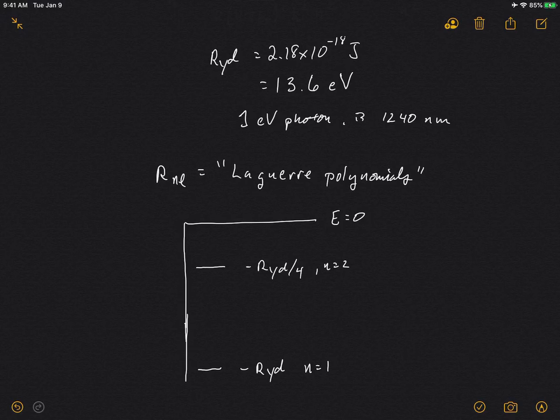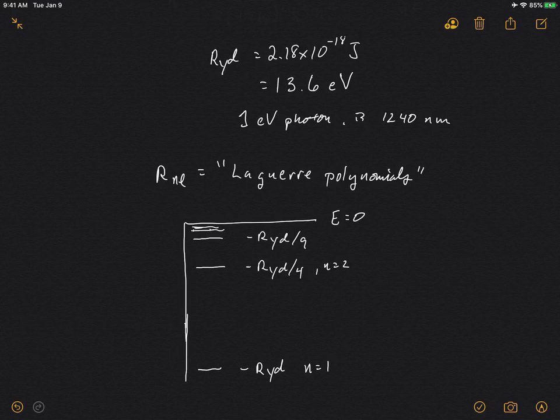And then the next one is going to be minus Rydberg over 9. So I think roughly up here somewhere. So we have this set of states, and then of course the next one's going to be, they're going to be sort of converging on, you end up with a series of energy levels converging on energy equals 0, right? If you put in n equals infinity, you're going to get energy is 0.